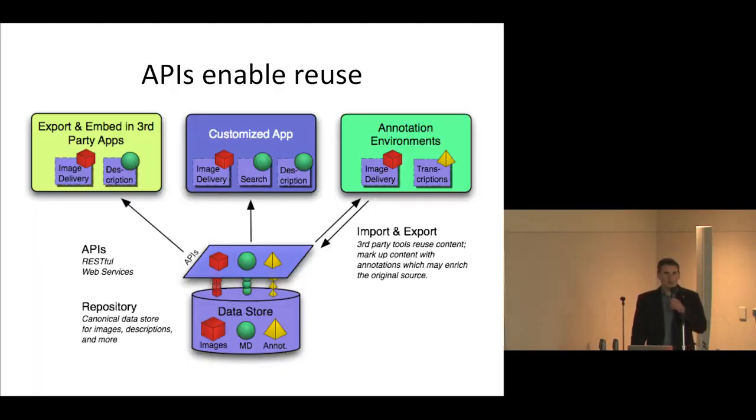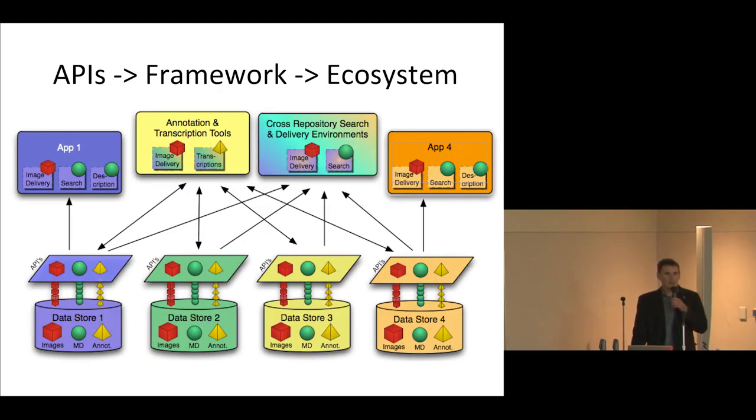Application programming interfaces, or APIs, enable reuse of content with multiple different types of technology. In this example, you might have a set of images that are available through a customized front end, but then also specialized annotation environments or search environments. And if every site uses the same APIs, one begins to see a fantastic ecosystem of both content and technology that is interoperable across the entire ecosystem.